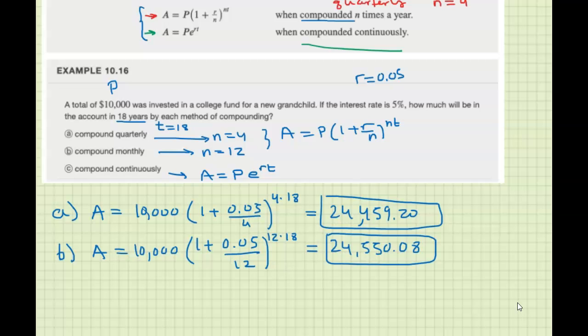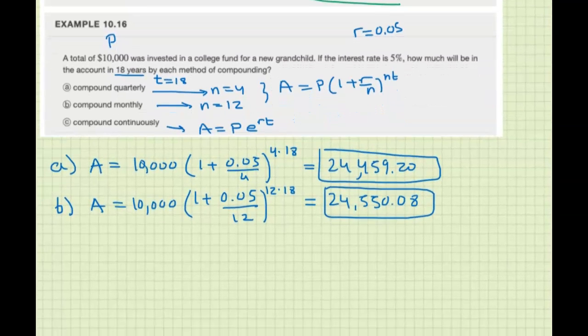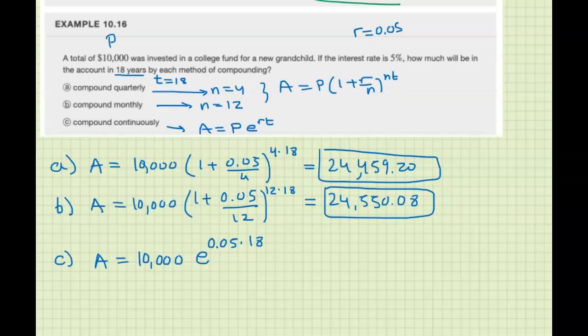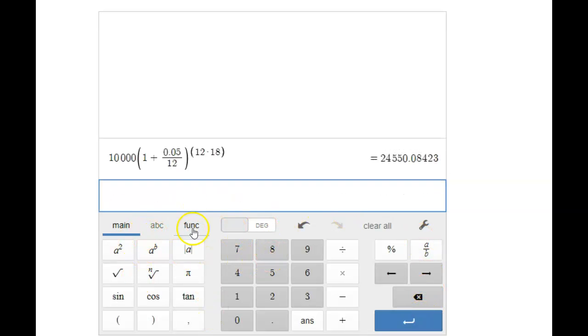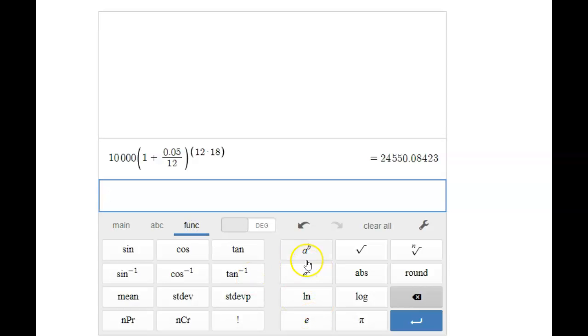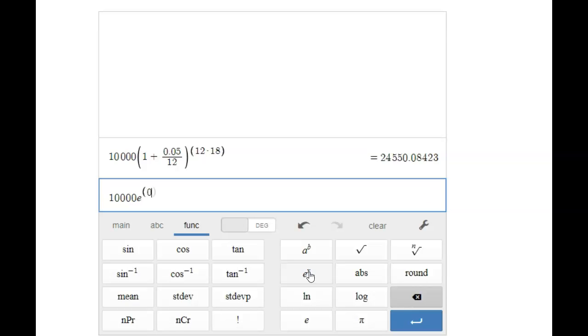It's almost $100, but close. Now C says we want to compound continuously, so we're going to switch to this formula. A is 10,000 e to the 0.05 times 18. Let's get our calculator. Let me clear this. The e is found under the functions; you can see e here. So we have 10,000 e to the power, parentheses, 0.05 times 18.